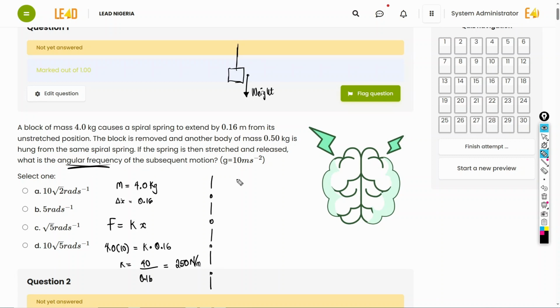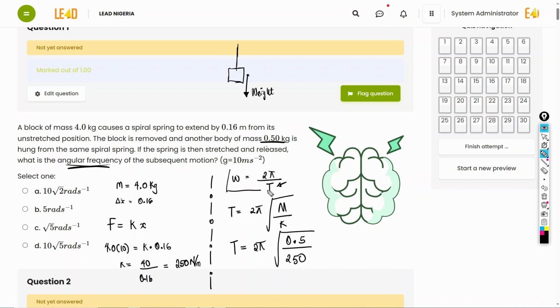Now, angular frequency given by W is equal to 2 pi over period. But then period is given by 2 pi square root of m over k. So there are a lot of formulas involved, right? So T is equal to 2 pi root m over k. That means that T is equal to 2 pi times the square root of, now for the actual question, we are considering when the mass is 0.5 over the force constant, we've calculated that to be 250.